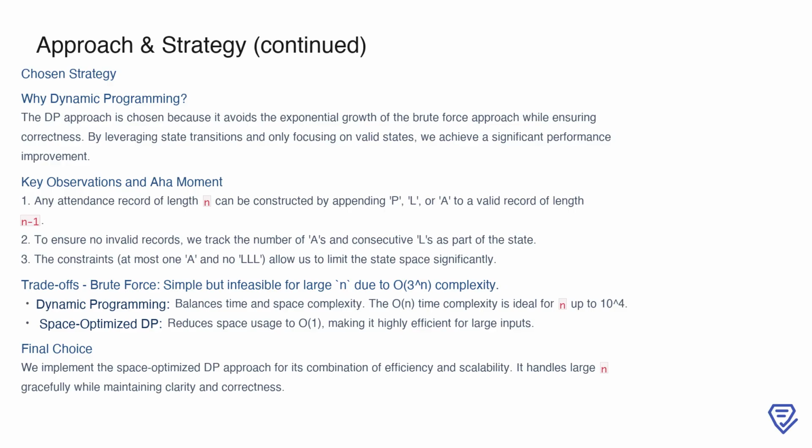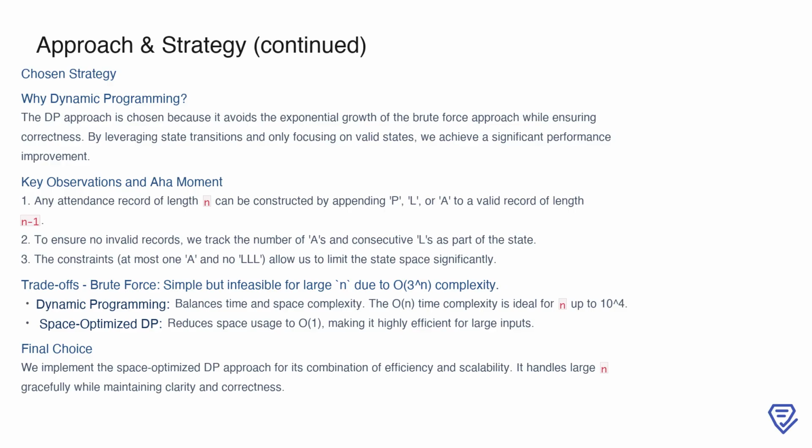It eliminates the exponential growth of the brute force method and ensures we only compute valid states, adhering to the problem's constraints. The key realization is that any valid attendance record of length n can be constructed by appending P, L, or A to a valid record of length n-1. By tracking the number of A's and consecutive L's as part of the state, we ensure no invalid records are counted. These constraints significantly reduce the state space, making the problem tractable.